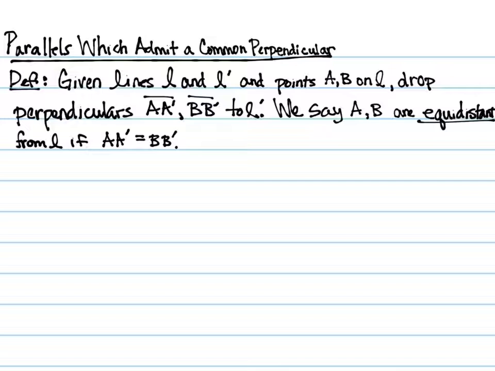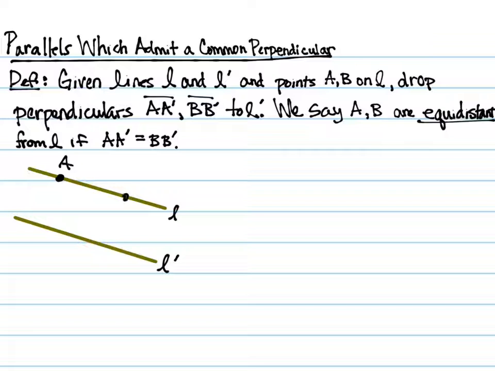So picture-wise, we'll try with that one, these two lines, L and L prime, with points A and B on L. If we drop a perpendicular down to L prime, so that these are perpendicular here, that's what it means. We've got our A prime here and our B prime here. If these lengths are the same, then we would say they're equidistant from A prime, B prime.